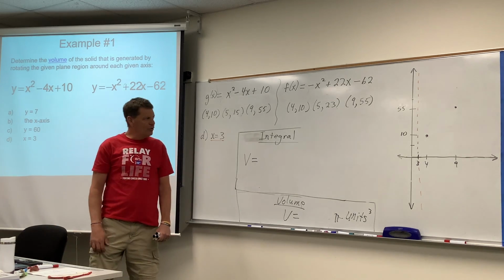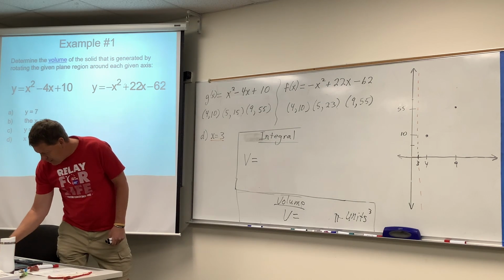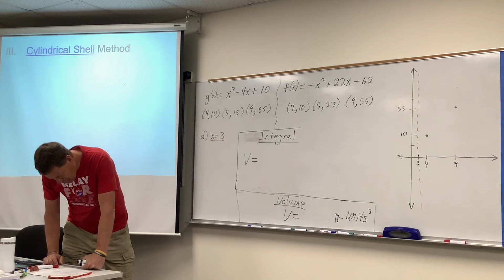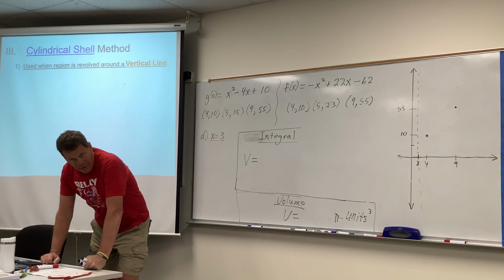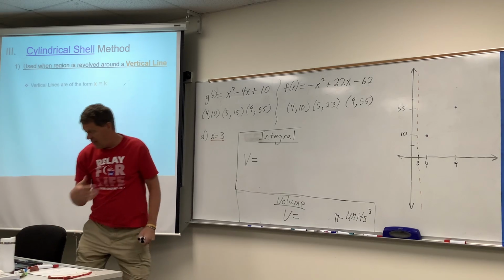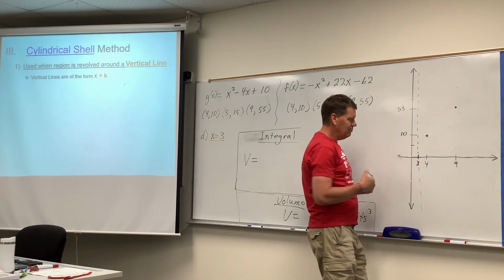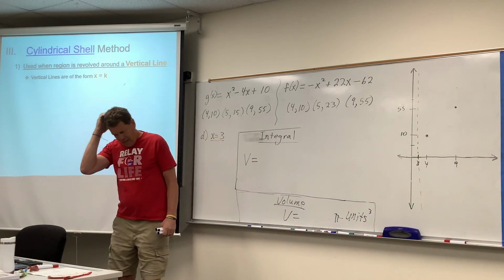Okay, so x equals 3 would be a vertical line. So here's the visual that we need to work with this time. We're going to use what's called cylindrical shells. We use that when we're revolving around a vertical line, such as x equals 3, or in general, x equals k. X equals, vertical line.